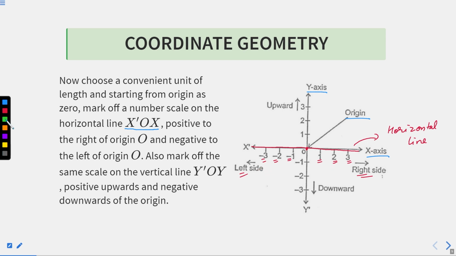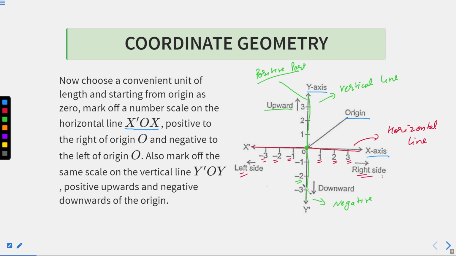Similarly, we can see in the y-axis, the vertical line, it is also divided into two parts. Here this one is the positive part and this is the negative part. So moving upward from the origin means moving in the positive direction, and moving downward means moving in the negative direction.